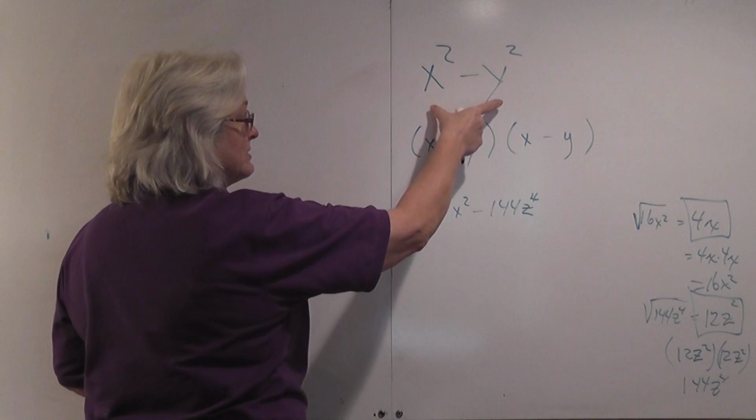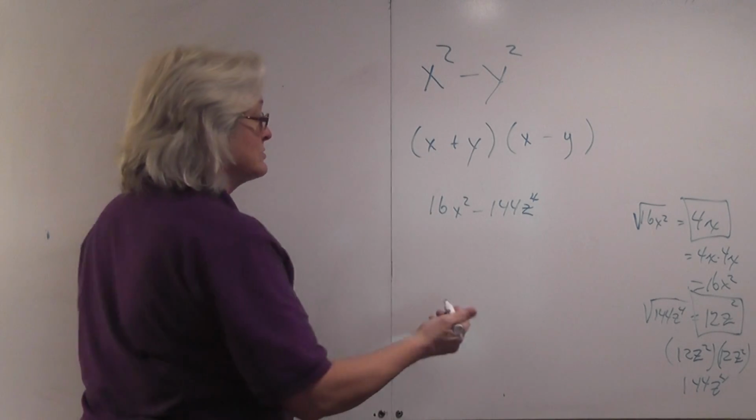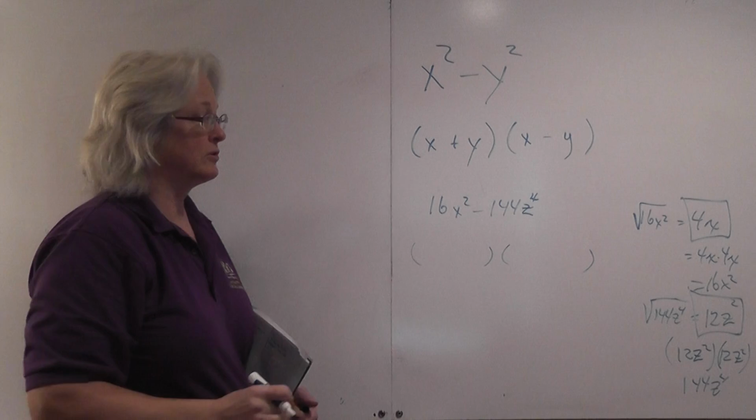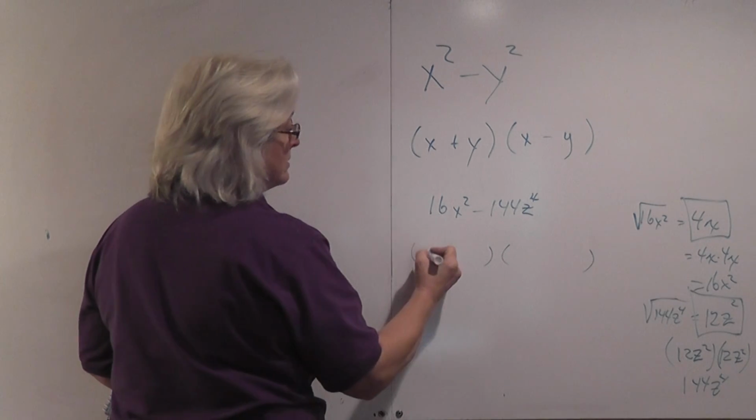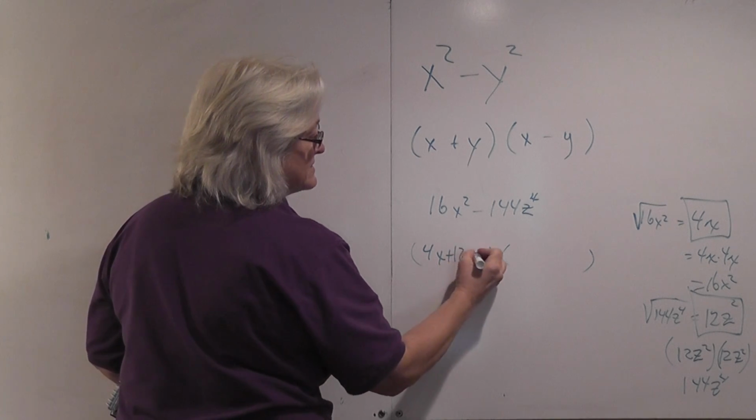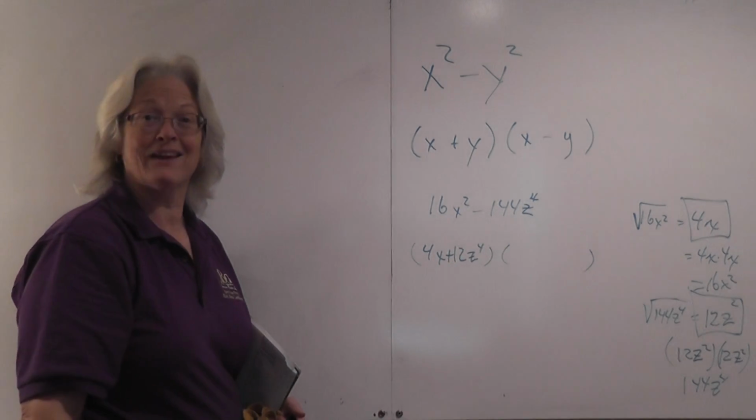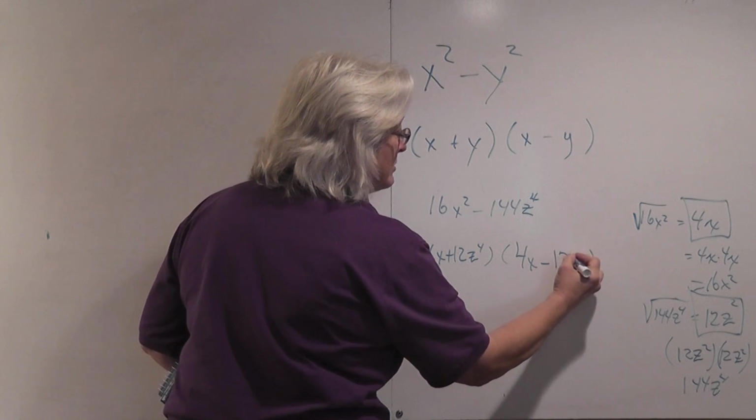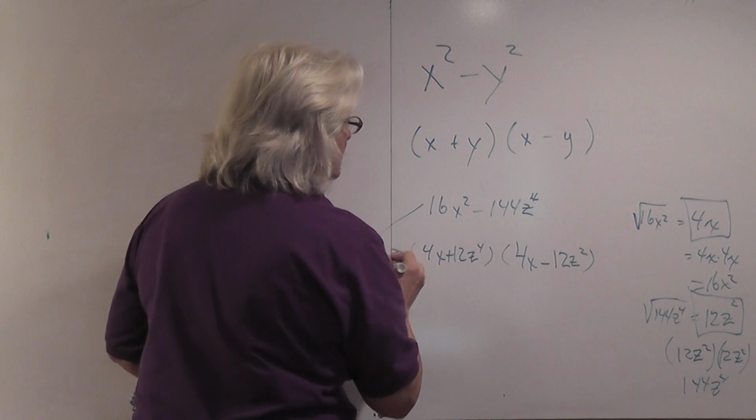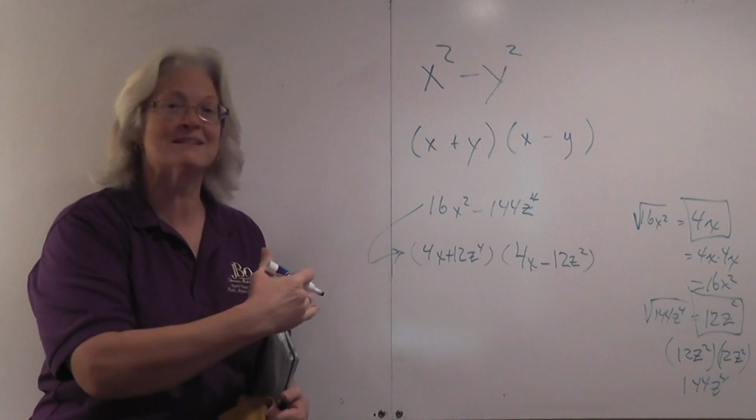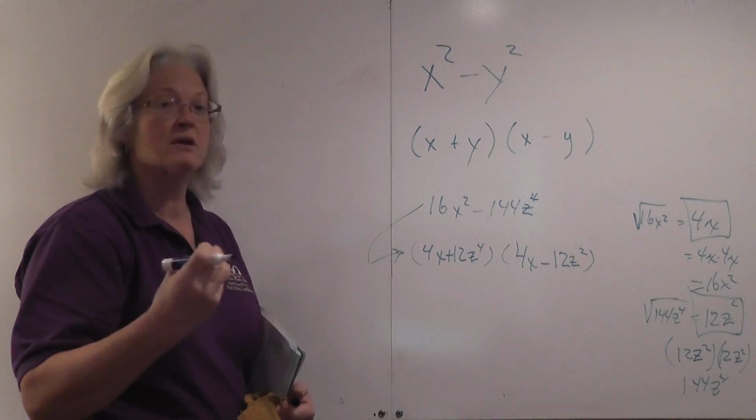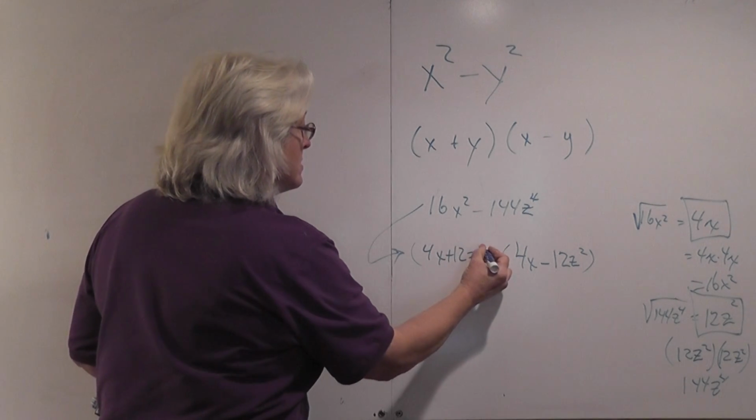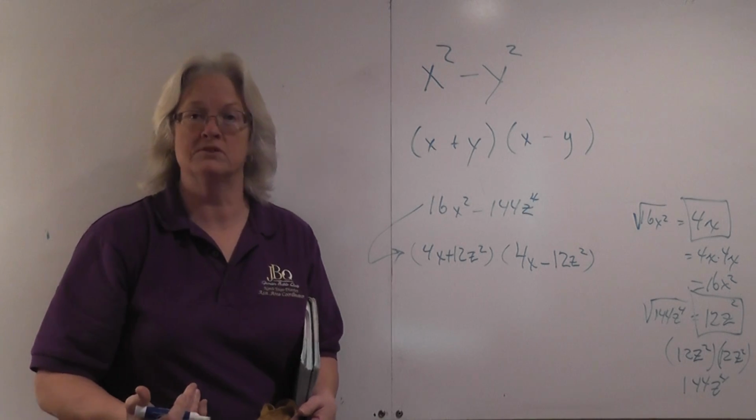And we remember our pattern that says if you have the difference of two squares, you have two binomial factors. The first factor is the sum of the square roots, 4x plus 12z squared. And the second binomial factor is the difference of those two square roots. So the difference of two perfect squares, 16x squared minus 144z to the fourth, factors into the quantity 4x plus 12z squared times the quantity 4x minus 12z squared.